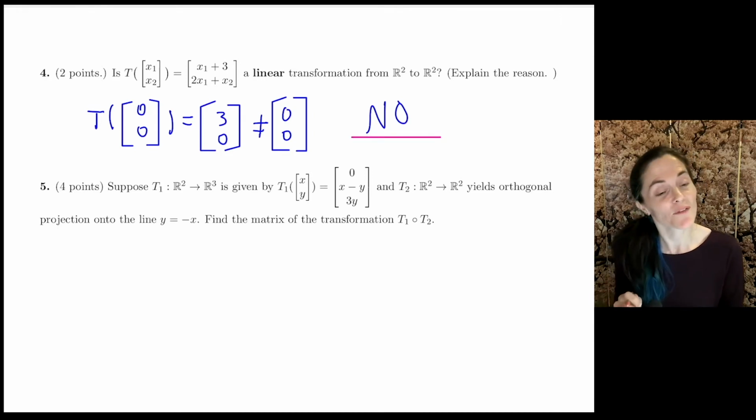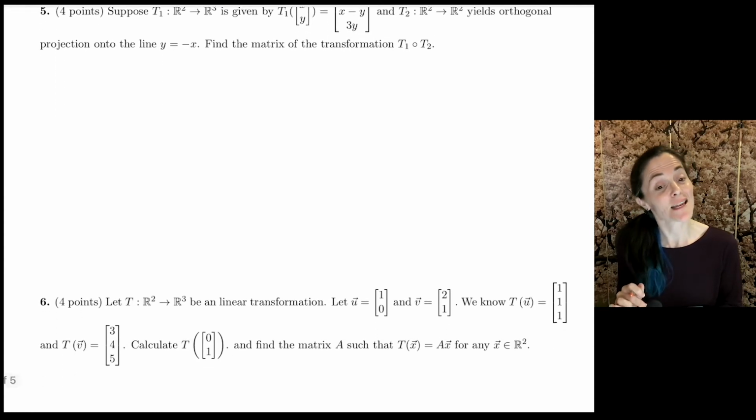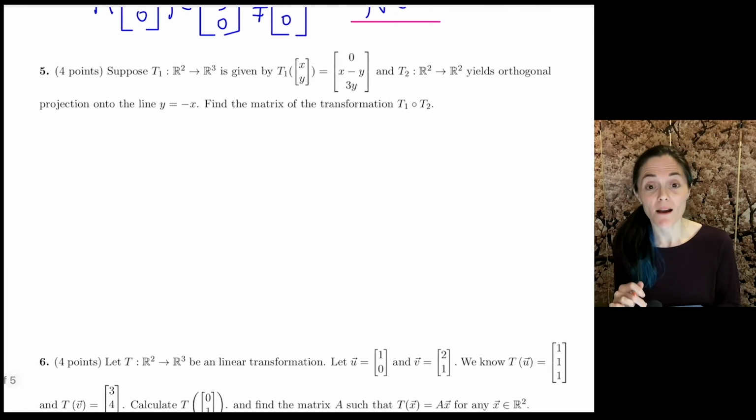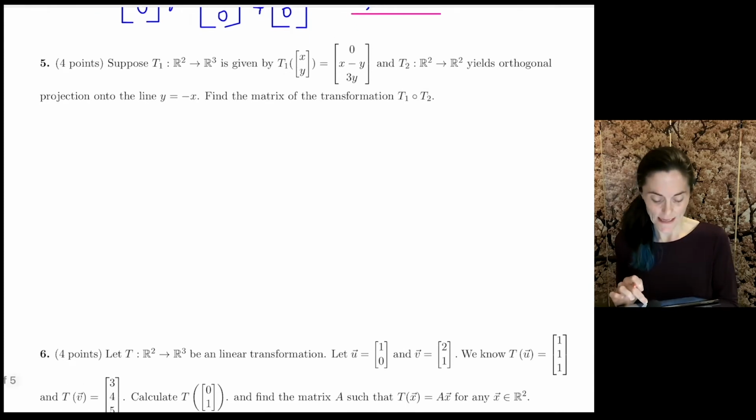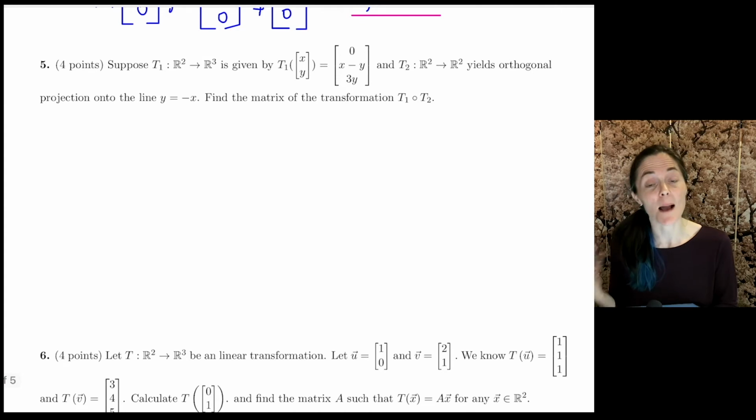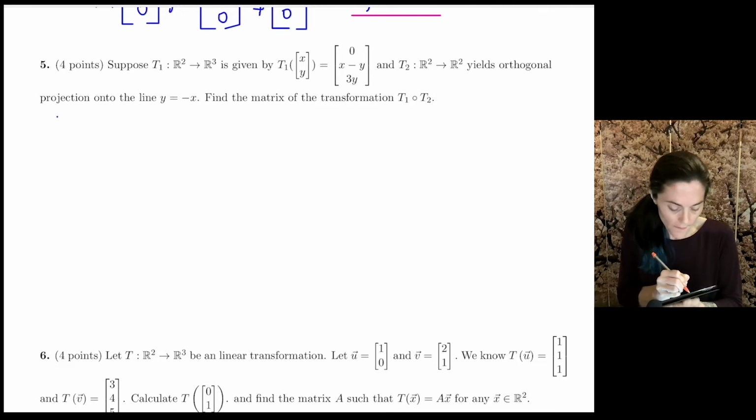Well, now in number 5 and in number 6, we have two maps that are linear transformations, and we are asked to find the matrix. So here, number 5 is a composition of two maps. So I'll find the matrices for each one, and then I will just multiply. Let's see, T1 of E1.